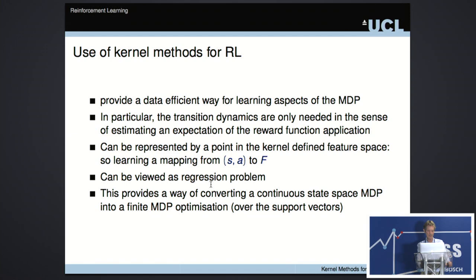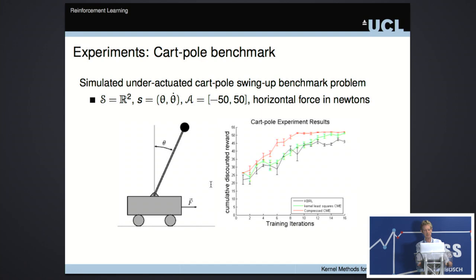So applying this to one of the very simplest benchmark problems, this is the problem of balancing a pole on this cart, and your actions are to just provide a force to the cart, either pulling it this way or pushing it the other way. And the state of the cart is given by the angle theta and the rate of change of that angle. And your policy has to learn how to move the cart in order to keep the pole balanced.